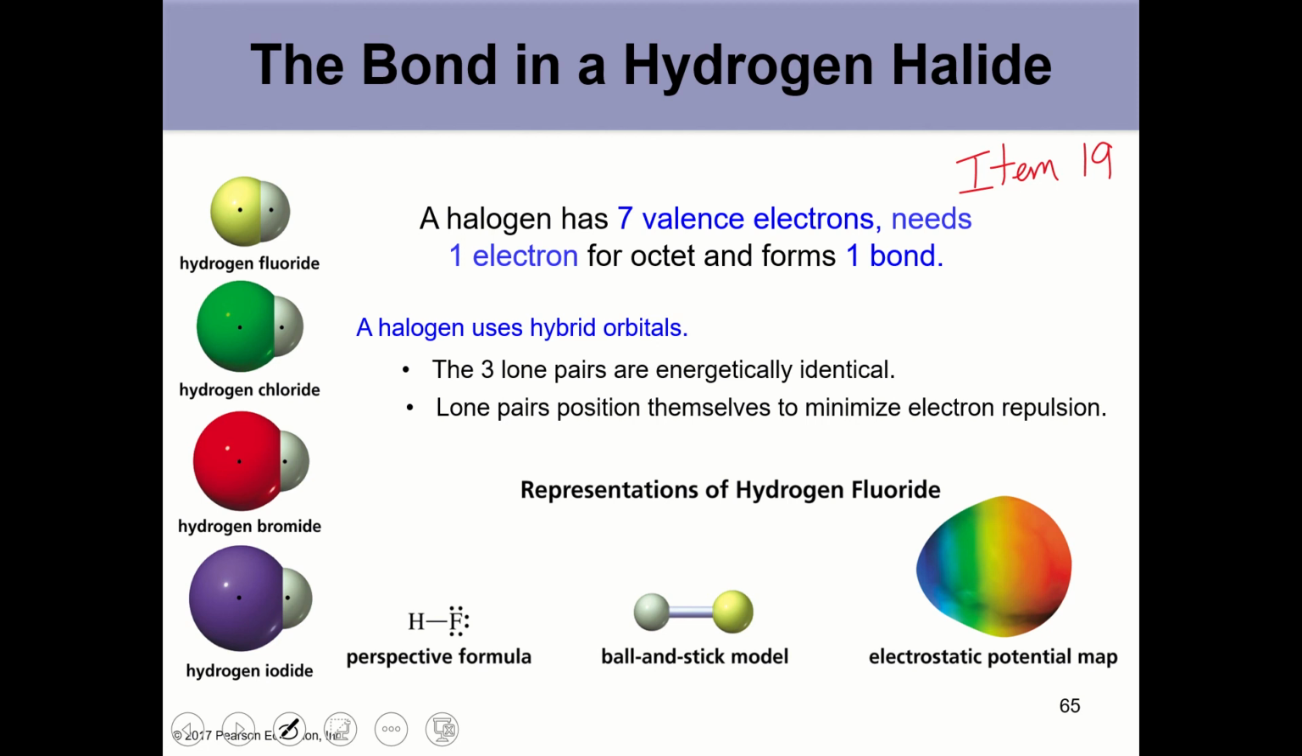Bonding of halogens forms a linear molecule, and the halide is sp3 hybridized. The halogen has 7 valence electrons, and it needs 1 electron for an octet. So it forms 1 bond. The halogen uses hybrid orbitals. It has a molecular geometry of linear.